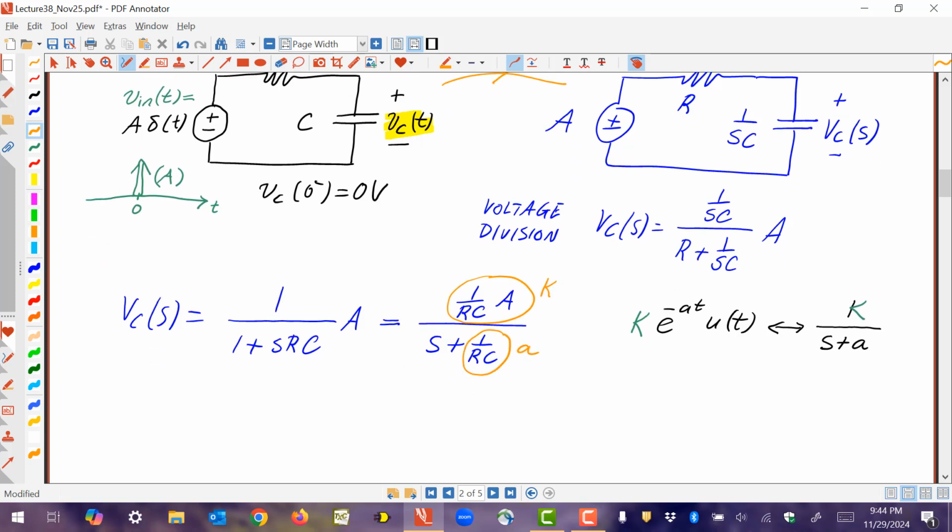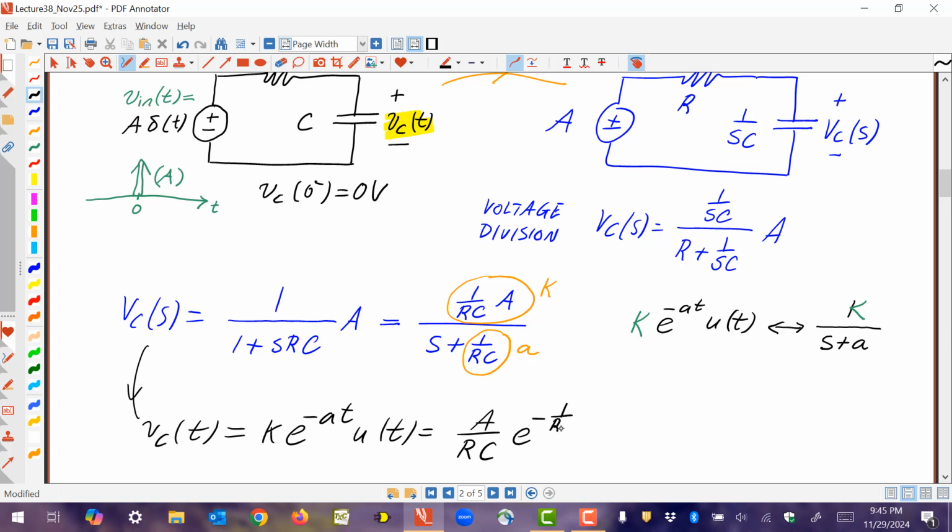Therefore, taking the inverse Laplace transform, in other words, VC of t, is simply k e to the minus at u of t. In other words, we have A over RC e to the minus, lowercase a is 1 over RC, so it's 1 over RC times t, or t over RC, u of t. And that's it. That's our solution. That's our inverse Laplace transform.